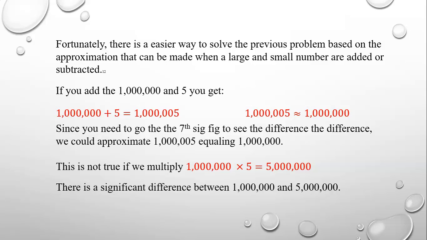But if it's an addition or subtraction of a very large number and a very small number, now what do we mean by large and small? It just means relative to each other, in relation to each other. One is very big and one is very small. So if it's addition or subtraction, then you can ignore the small number. And you're going to see how that helps us to simplify these equilibrium problems.